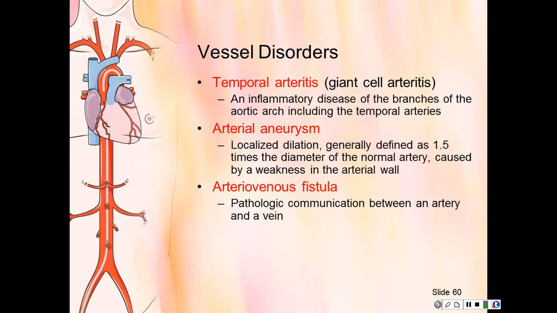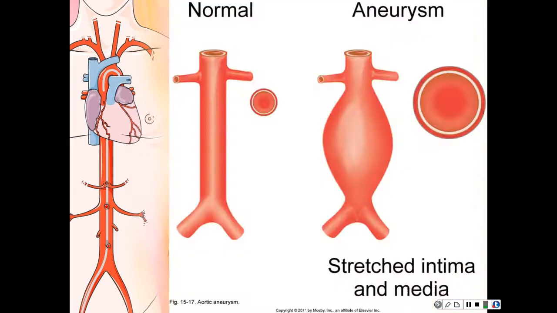Arterial aneurysm is a localized dilatation, generally 1.5 times the diameter of the normal artery, and it's caused by weakness in the arterial wall. And you might have an arteriovenous fistula, a pathologic communication between an artery and a vein. So here's the normal. You see the dilated or stretched intima on the right.